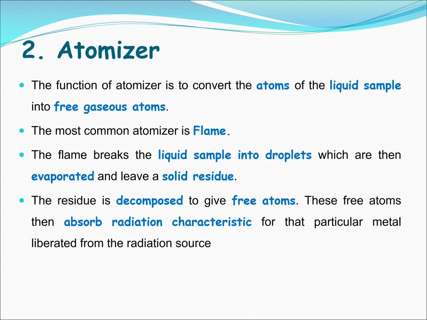So here we can see actually what is happening. If we discuss one by one, first of all, the liquid sample, the solution, will be converted into droplets. The droplets give rise to solid residue, and this solid residue will again be converted into free atoms. So from liquid to droplet, then droplet to solid residue, then solid residue to free atoms. Thus we get free atoms by a step by step mechanism. We'll also discuss this in the principle of atomic absorption spectroscopy, in the upcoming slides.